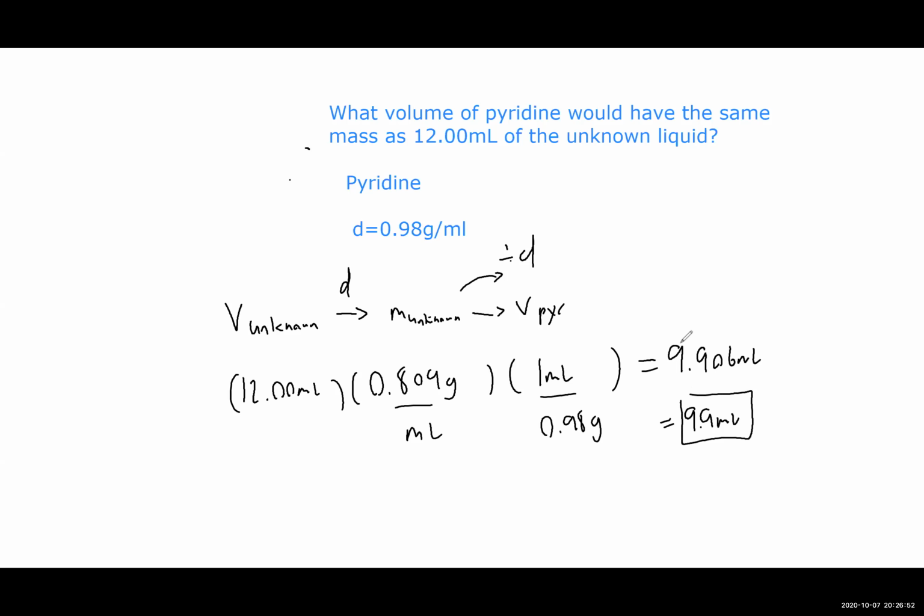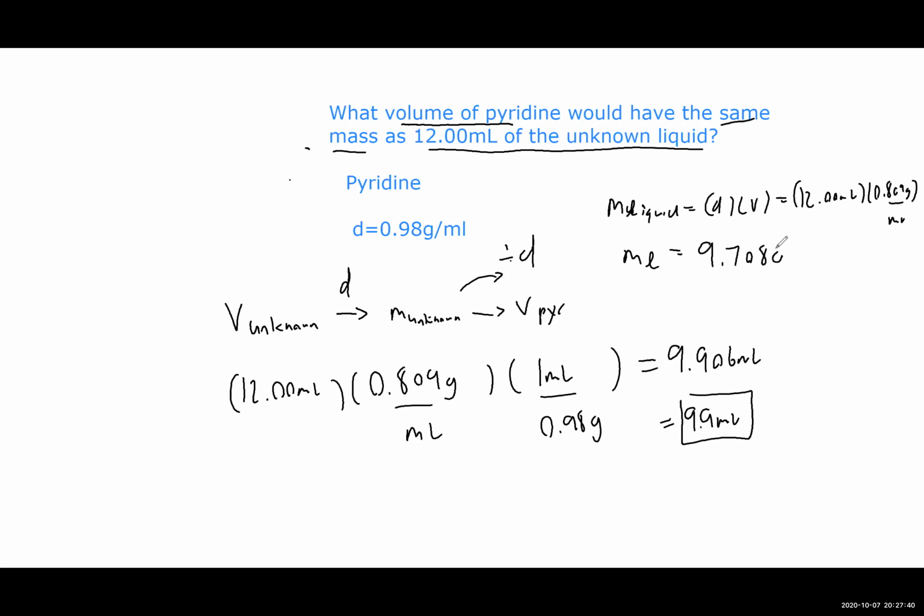Okay, so just to talk a little bit about this, we're asked what volume of pyridine would have the same mass as 12 milliliters of unknown liquid. So in the first step, we can calculate the mass of our liquid by taking the density times the volume. We take 12.00 milliliters times 0.809 gram per mil. That gives us a mass of liquid of 9.708 grams.